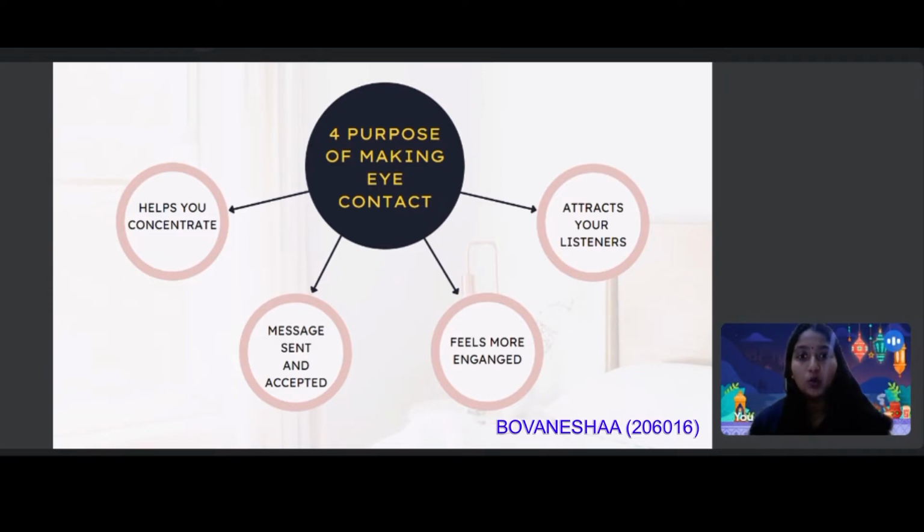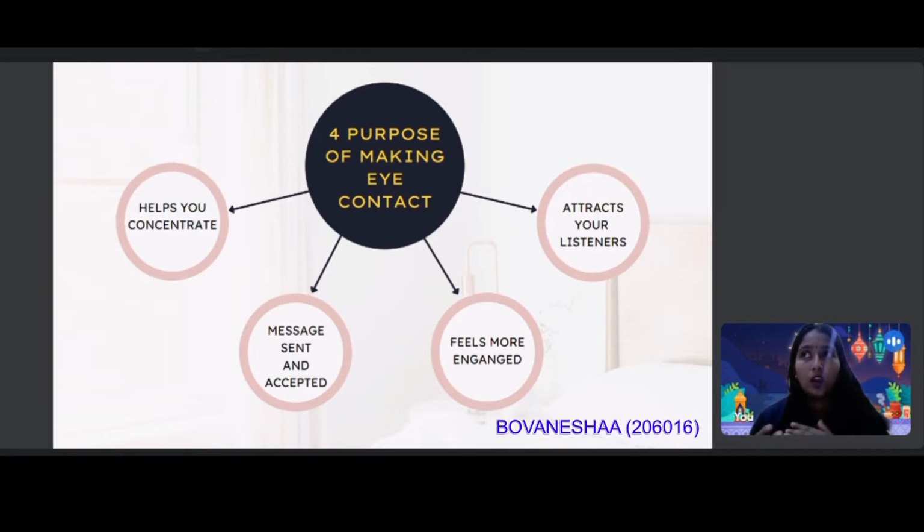When you are making eye contact, this helps you concentrate on what you are saying to a group of people or to an individual. This helps you deliver the right message and also the facts that you really wanted to tell someone. Message sent and accepted.